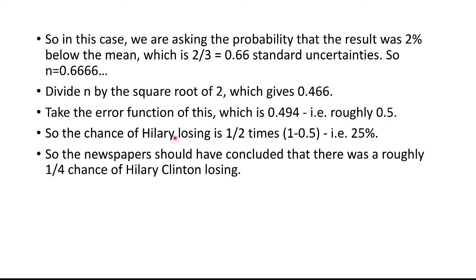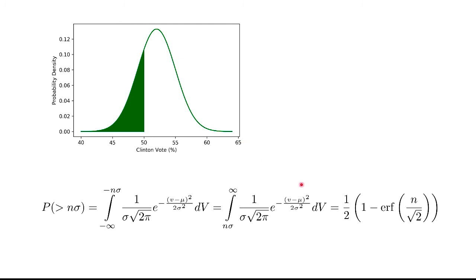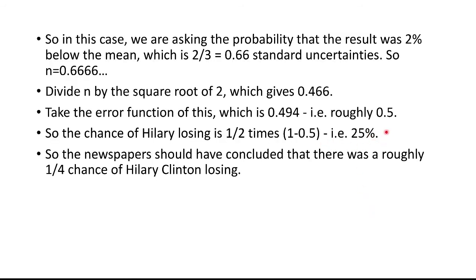So the chance of Hillary losing is, using this equation, a half of 1 minus a half. 1 minus a half is a half. Half of a half is 0.25. So there's a roughly 25% chance that she would lose. So that's what the newspapers should have concluded. There's roughly a 1 in 4 chance of Hillary Clinton losing. But a headline along the lines of, 3/4 chance of Hillary winning, 1/4 chance of her losing, sounds a lot like academics having a bet each way. But that was the reality.